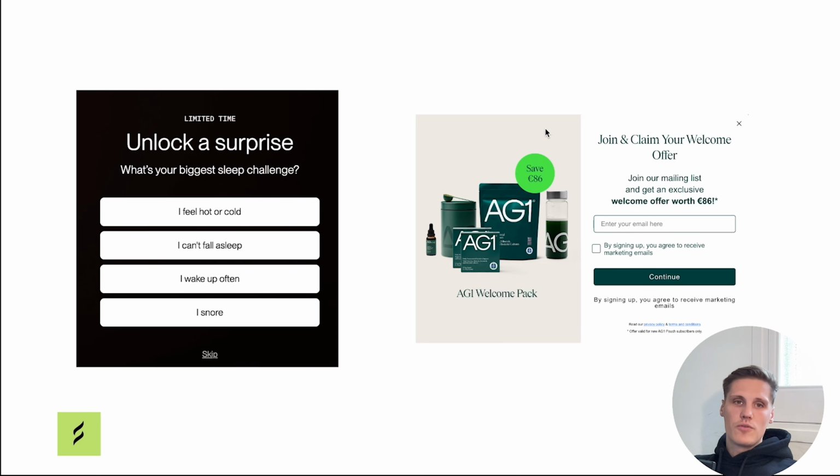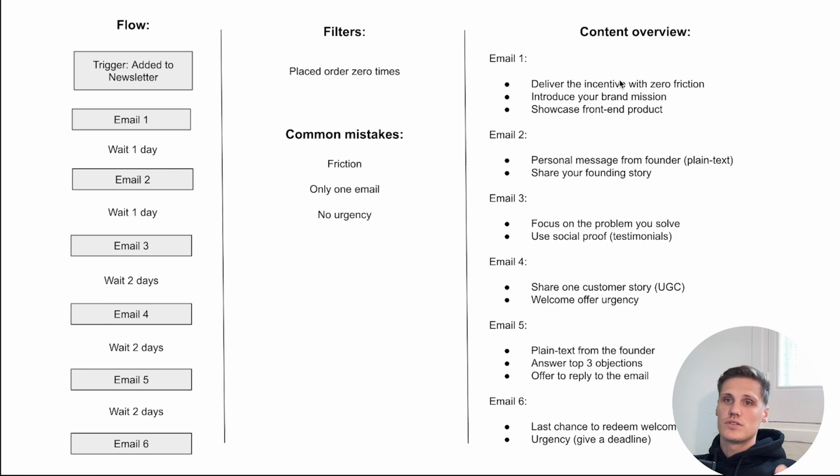So here's an overview of what the welcome flow could look like. Just an example. So the trigger here is added to newsletter, and the filter, as I mentioned, it's important that you don't want to send this to people that have already bought from you. So the filter is placed order 0 times. And the first email, we trigger this right away when they sign up to your email list, and we're going to be delivering the incentive with 0 friction.